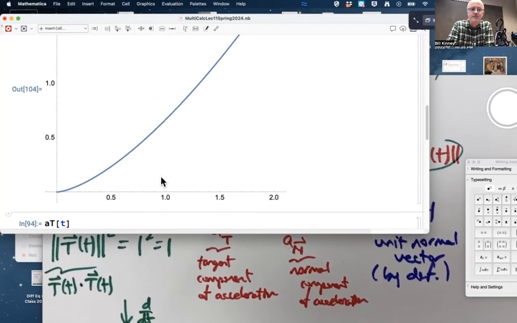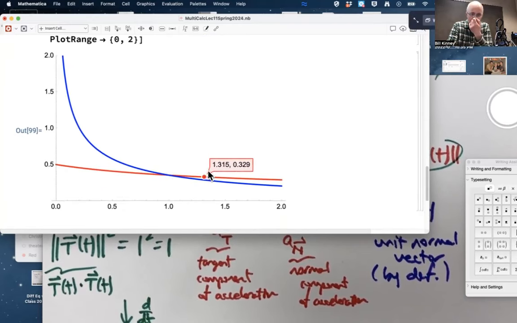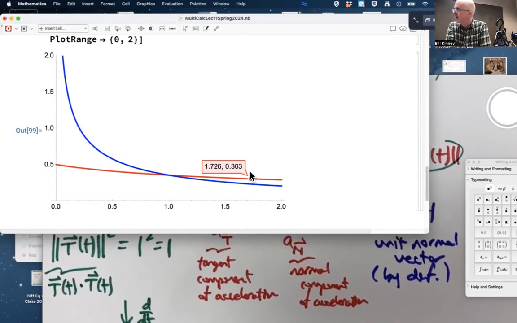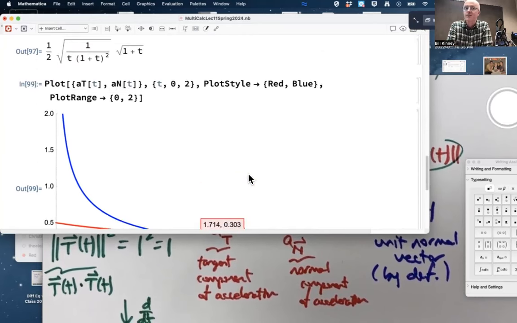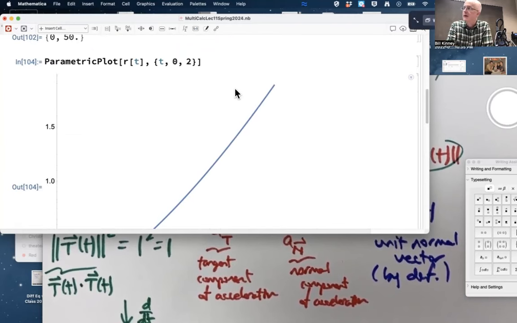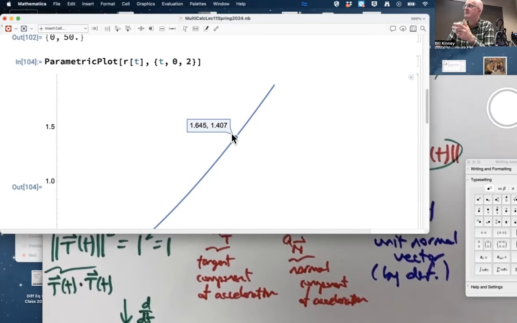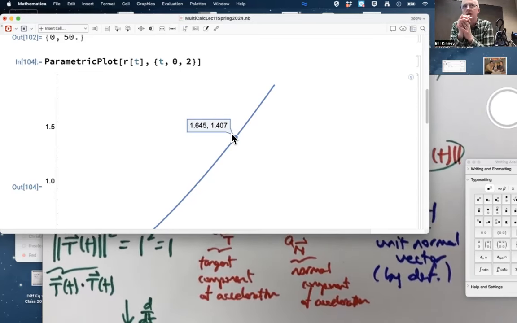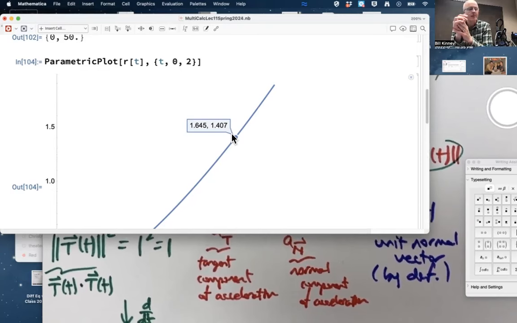As t increases, you get to a point where the red graph's higher than the blue graph. The tangential component, the red graph, is bigger than the normal. When you're up here, the acceleration vector points straight up. The angle here is a little less than 45 degrees. Most of the acceleration is in the tangential component and less in the normal, affecting the speed and its increase more than the turning of the curve. That's an intuitive way to think about it.